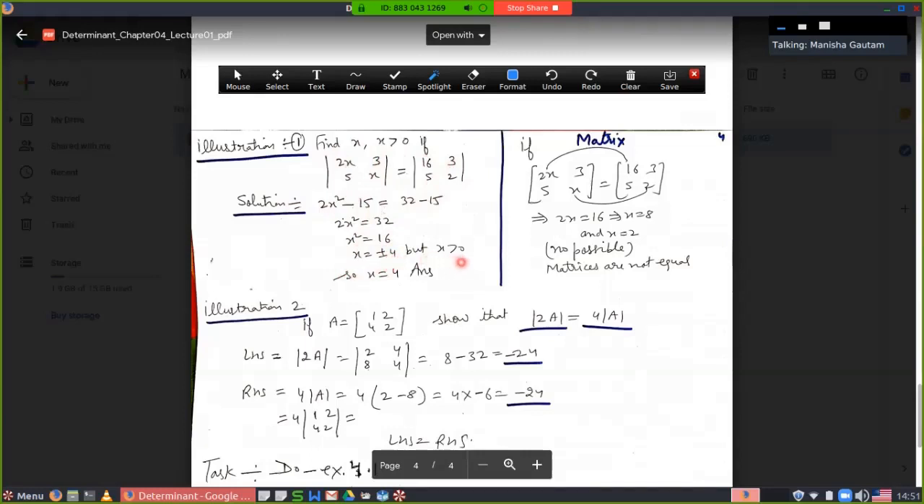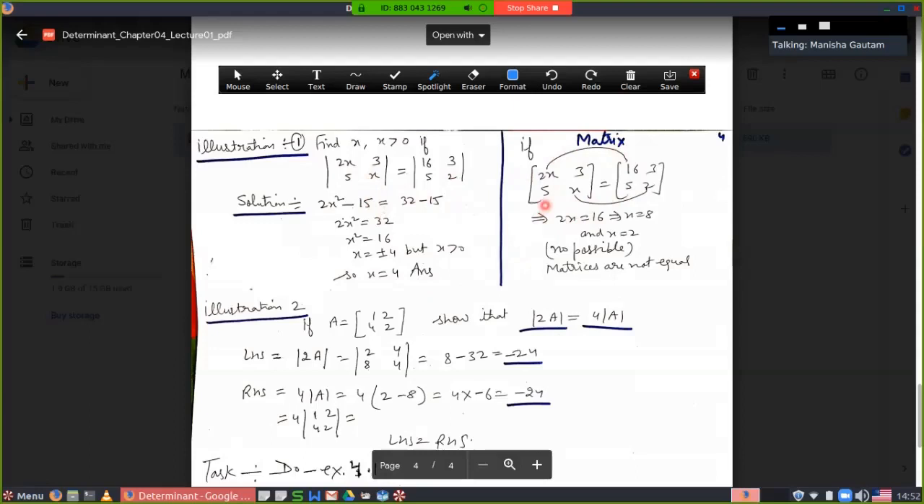But x is greater than 0, it is written in the question. So only x is equal to 4 is the answer. Now in the case of a matrix, when two matrices are equal, you just equate corresponding elements. Don't make this mistake in a determinant. In a determinant, you have to first cross multiply or simplify, get the determinant value, then equate them. In a matrix, you can put corresponding elements equal. I have given an example of a matrix also, just to understand it.